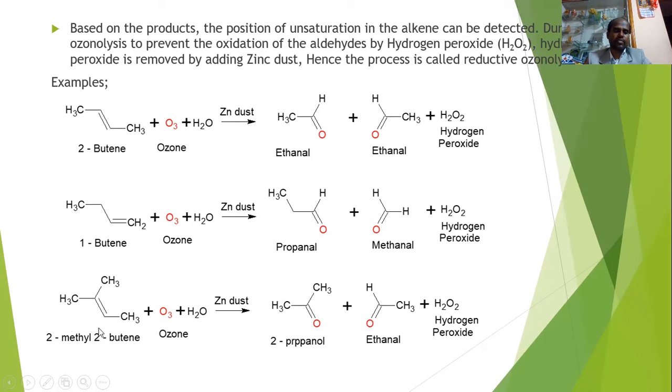Similarly, this is also an unsymmetrical one. So when this is subjected to ozonolysis, it gives 2 different carbonyl compounds. This is about ozonolysis. Ozonolysis means ozone treated with alkene gives a carbonyl compound. Based on the obtained carbonyl compound, we can predict the position of the double bond present in the alkene.